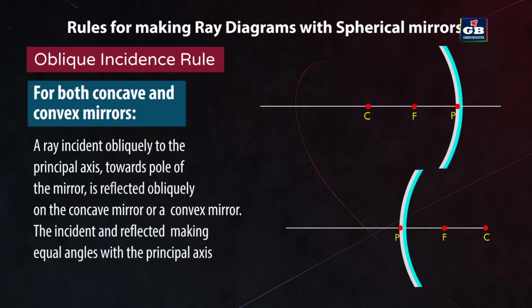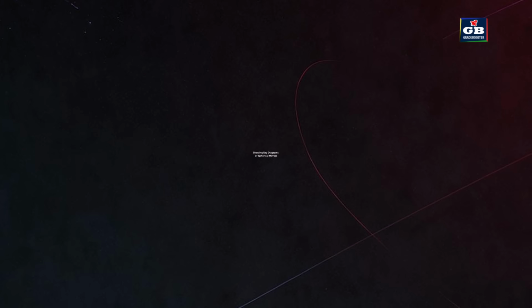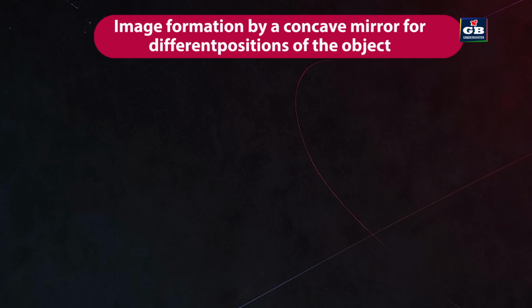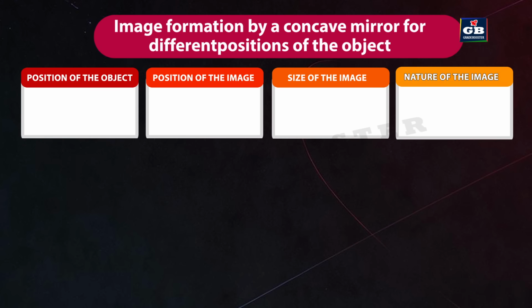4. A ray incident oblique to the principal axis towards the pole of the mirror is reflected obliquely on the concave mirror or a convex mirror, the incident and reflected rays making equal angles with the principal axis. First, let us draw some ray diagrams. Image formation by a concave mirror for different positions of the object.